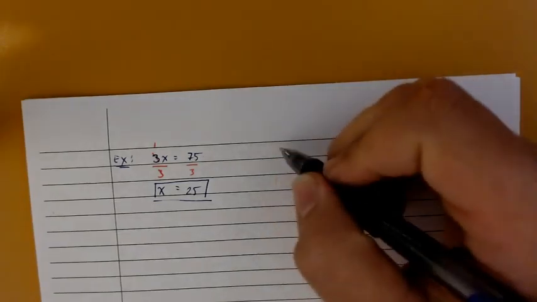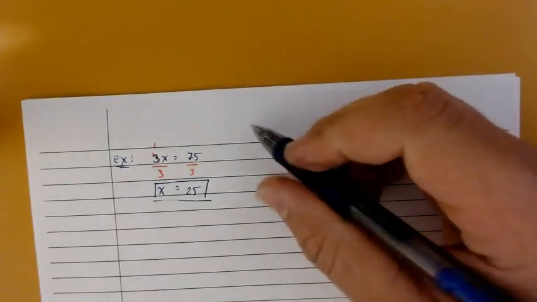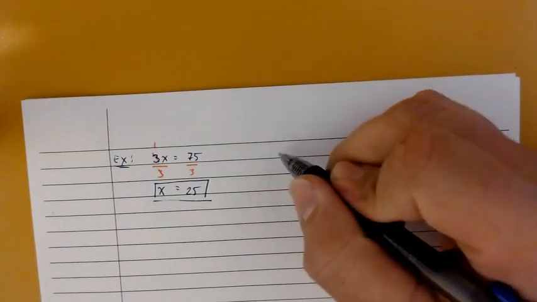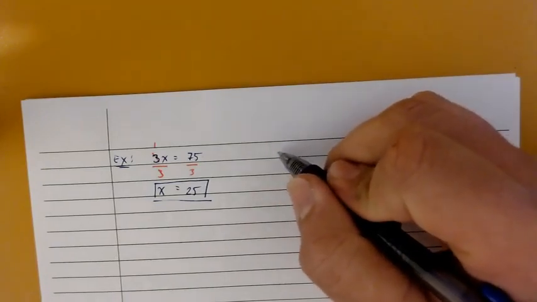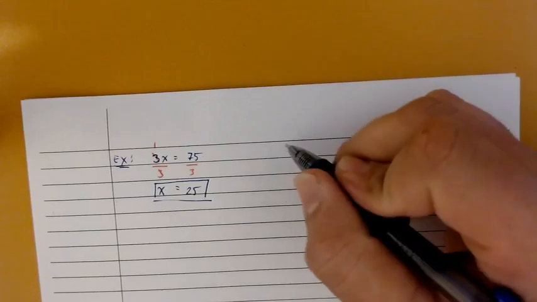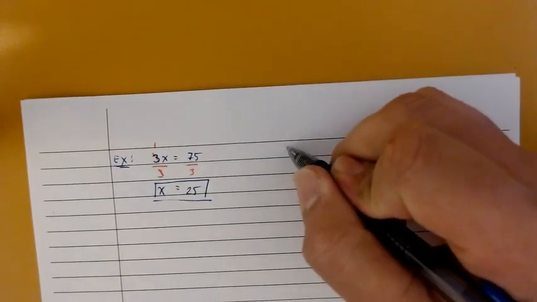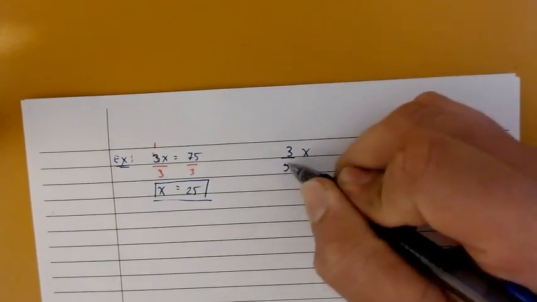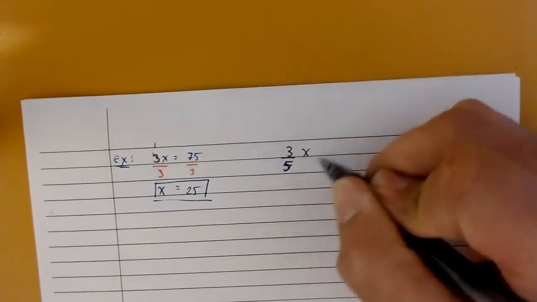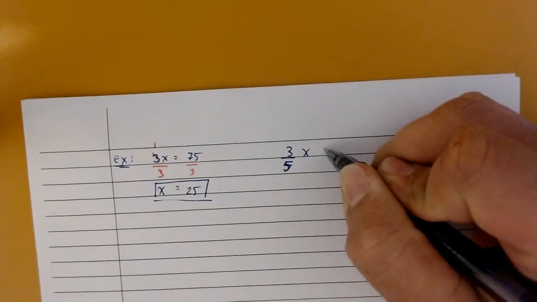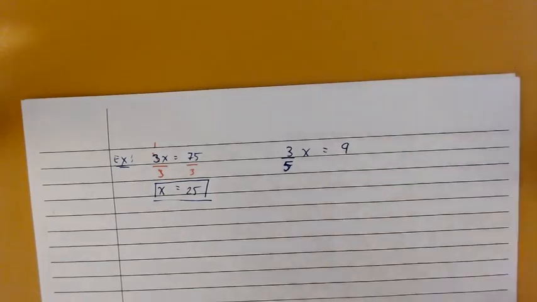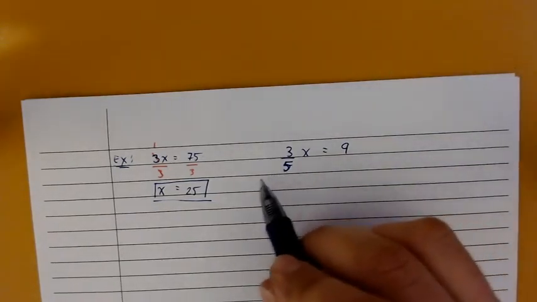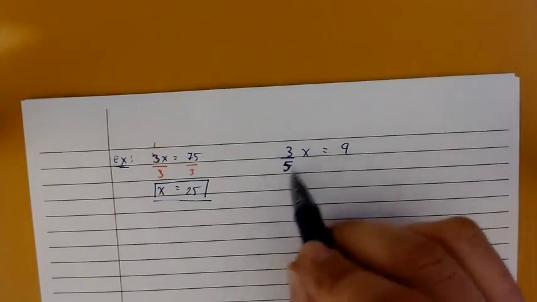If you're dealing with a fraction, keep in mind that dividing by a fraction is the same as multiplying by a reciprocal, which means you can do that in 2 parts or just in 1. So, for example, let's say we have 3 fifths x. 3 fifths x is equal to 9. Let's say, for example.